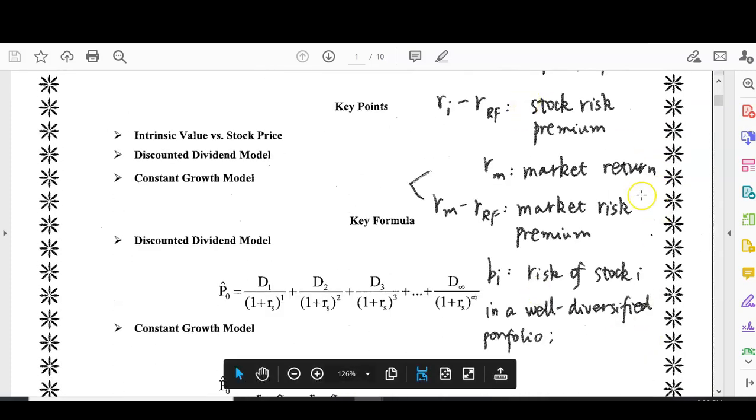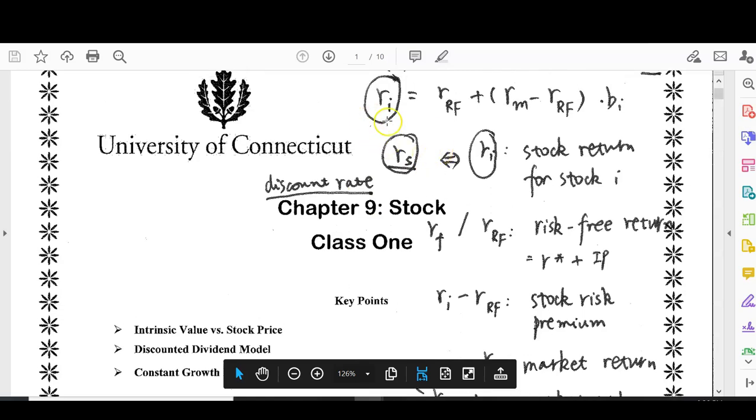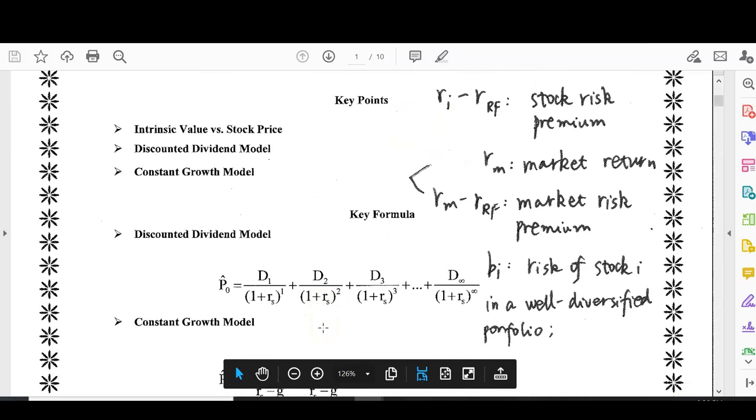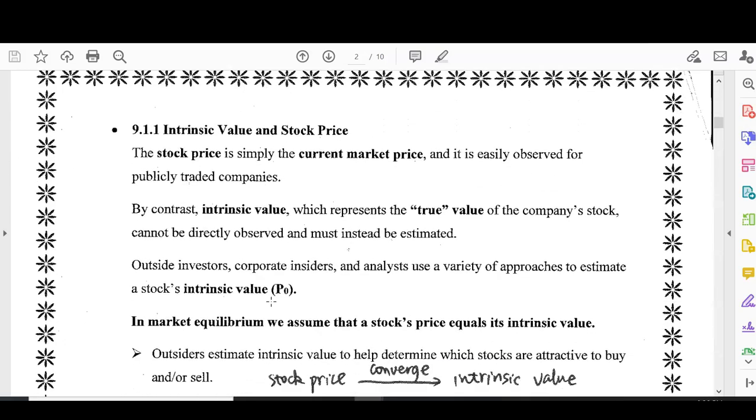Okay, so here is a review on Chapter 8, Class 3. And we're using the same RI here as RS in this dividend discount model.